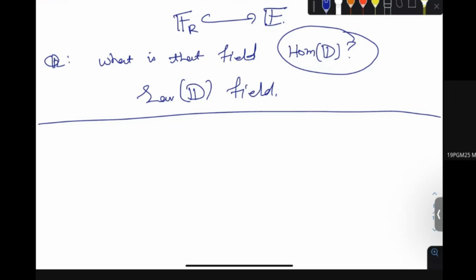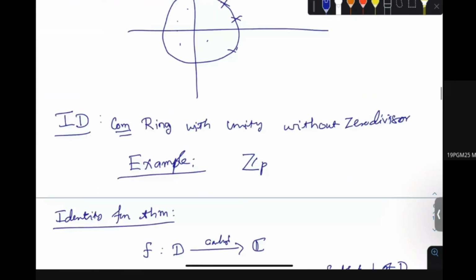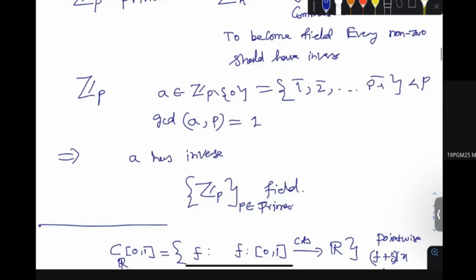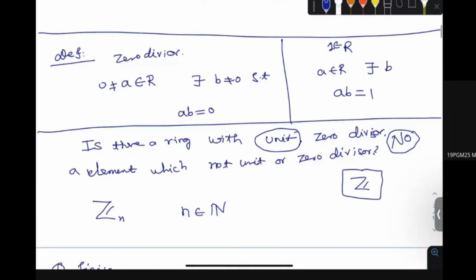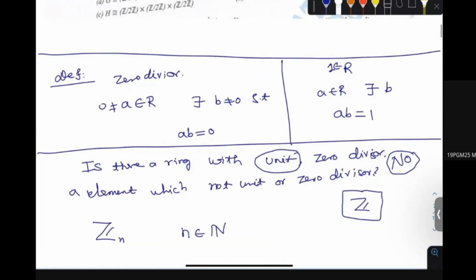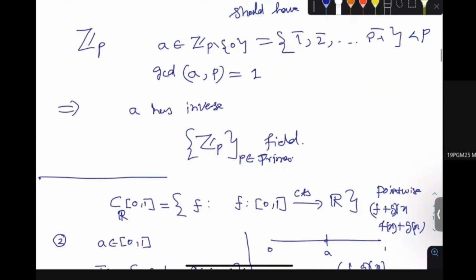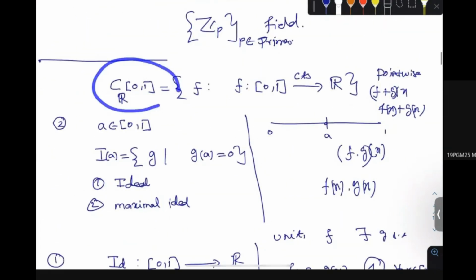Is there a ring with this property, which contains three kinds of elements? It has a unit also. It has a zero divisor also. It has an element which is not a unit and not a zero divisor. Yes, there is such a ring, no? So this, yeah, 0, 1, yes.